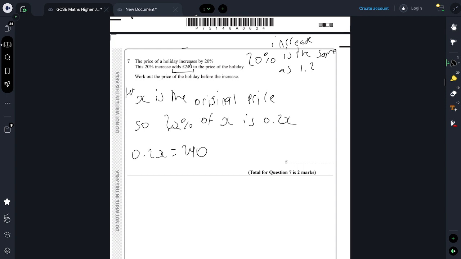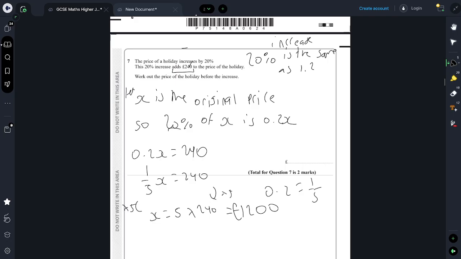Okay, now we just solve for x. So what I would like to do here is, well, 0.2 is a fraction, right? You should know 0.2 is 1 over 5. That'll make life a lot easier. A fifth x is 240. So if you times by 5, you get rid of this fraction here. So x then is 5 times 240, which is 1,200, is it?